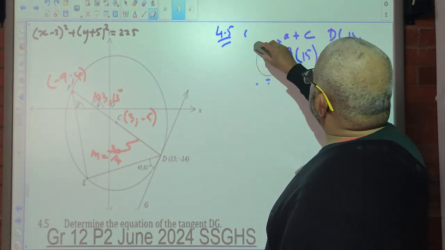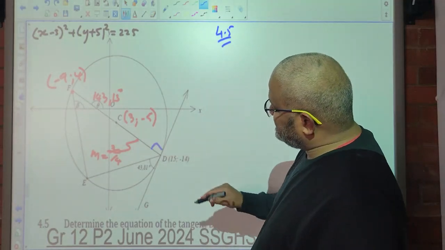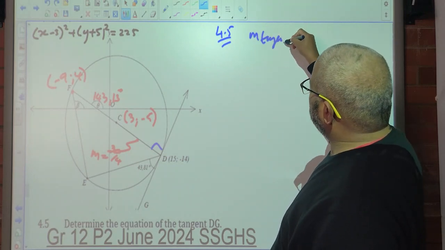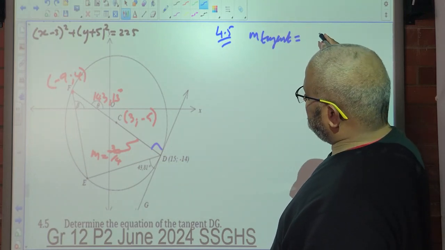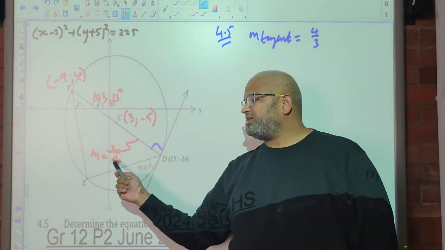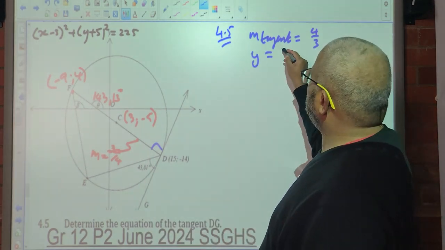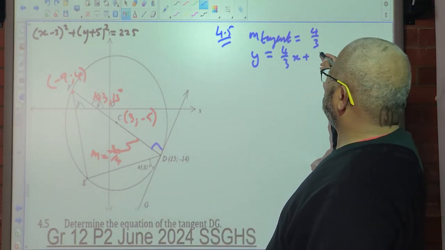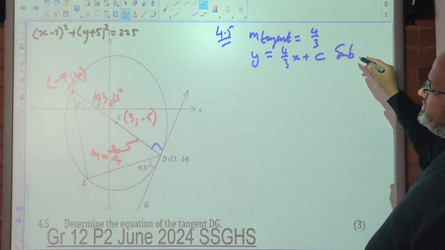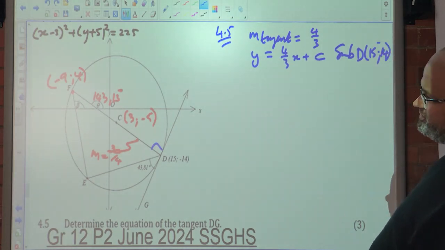Determine the equation of tangent DG. We know that it stands at 90 degrees to the radius. So the gradient of the tangent is going to be 4 over 3, because the gradient of the radius times the gradient of the tangent is minus 1. So y is equal to 4 over 3x plus c. At this point we're going to substitute the only point that lies on this graph, which is D. It's 15 and minus 14.